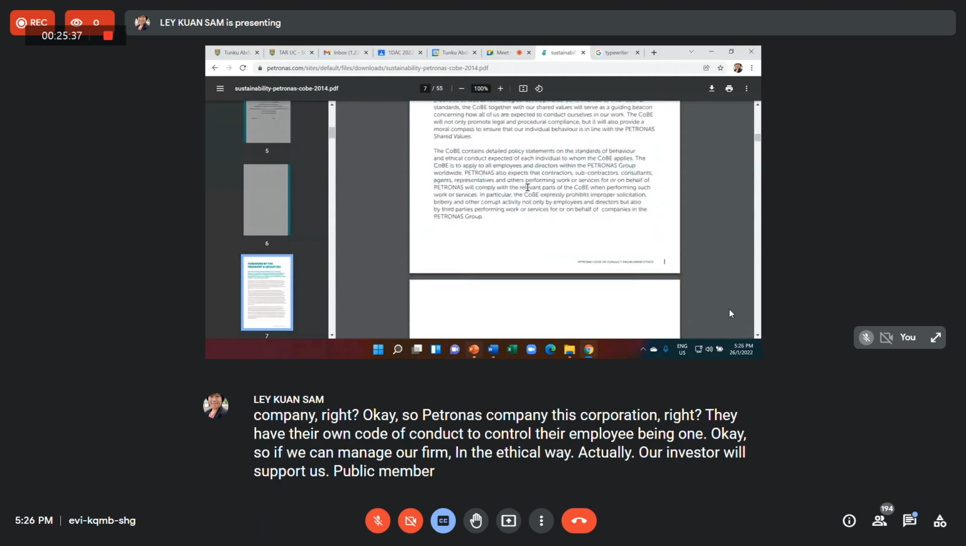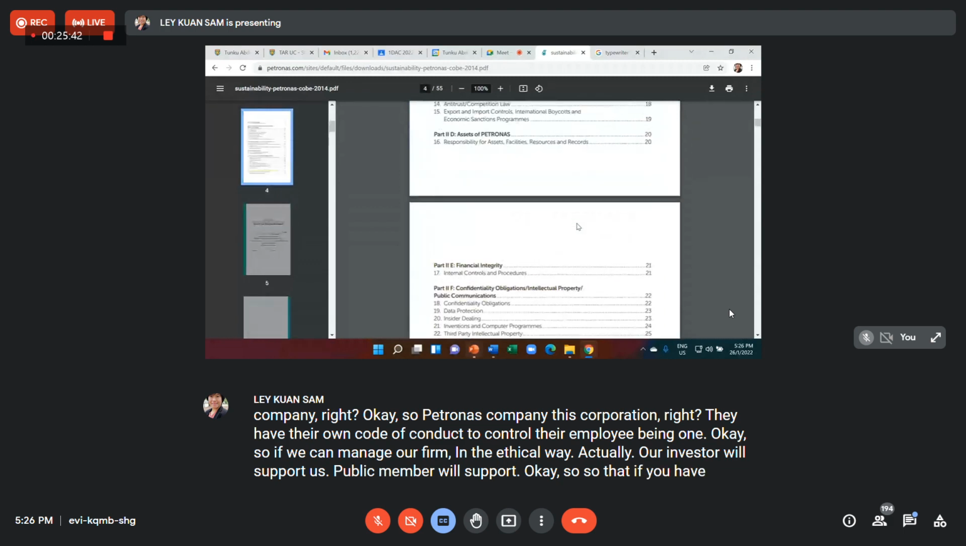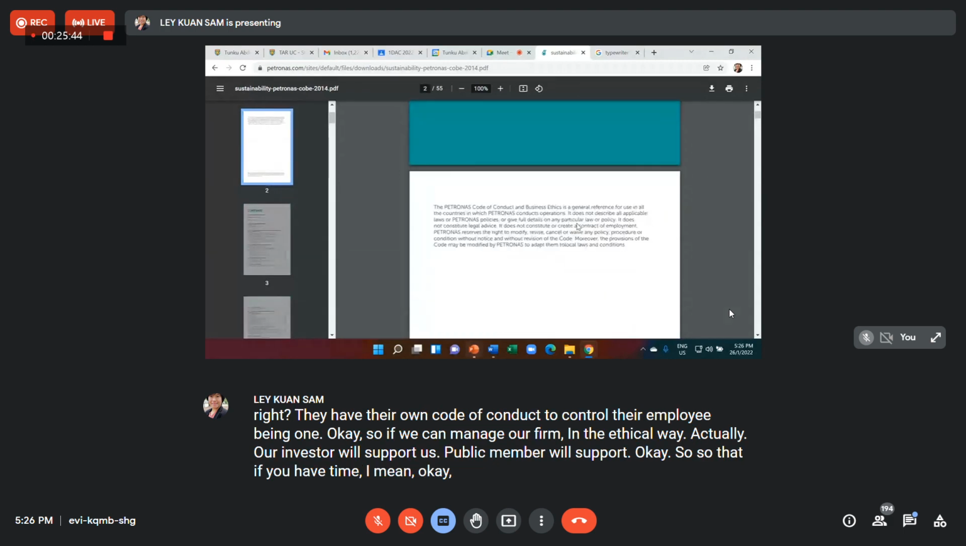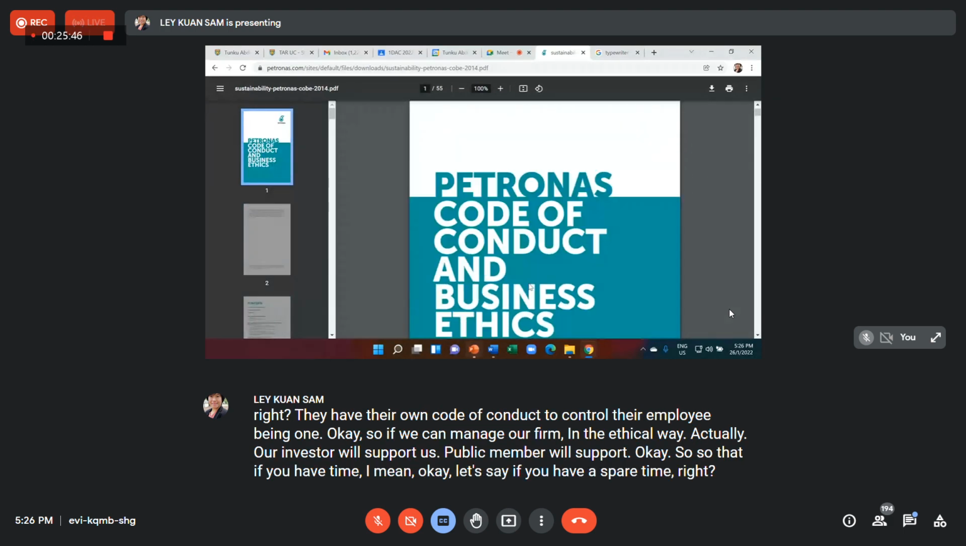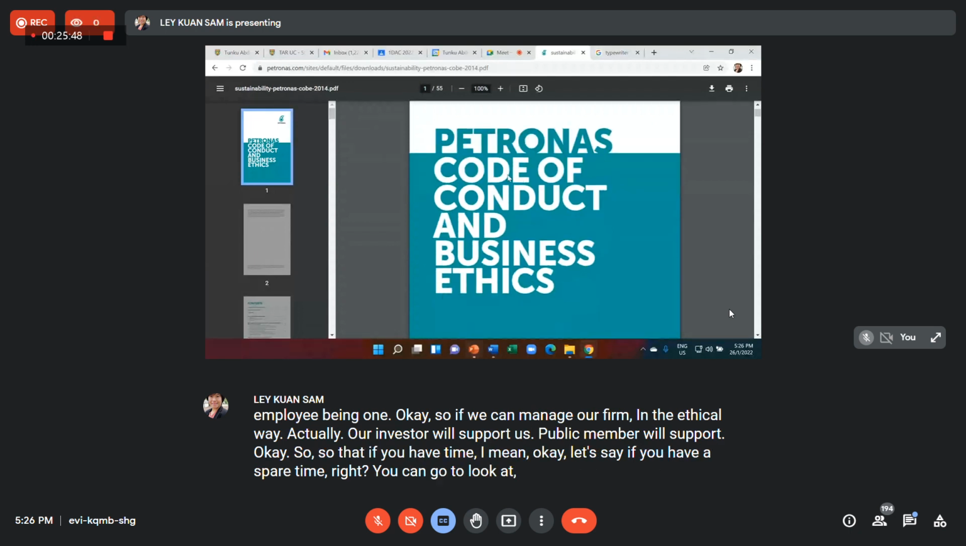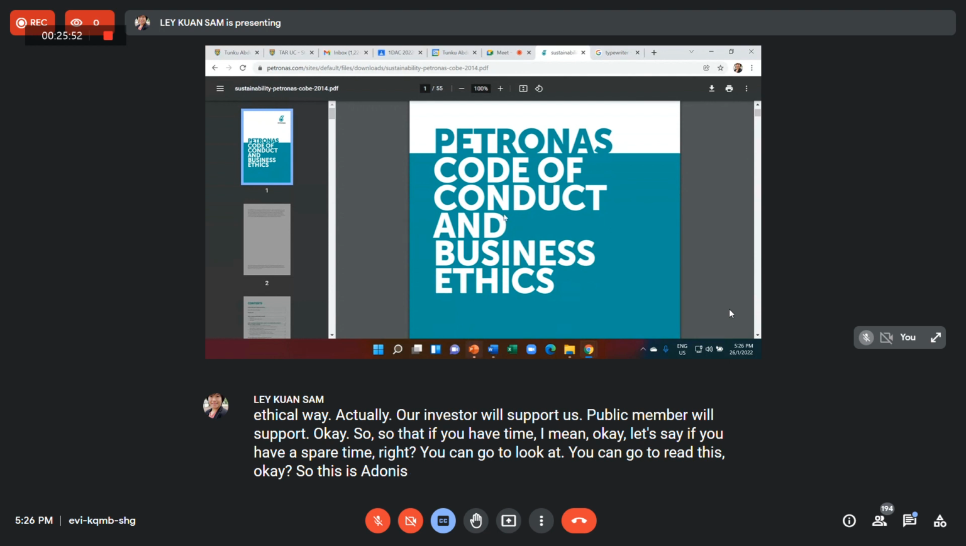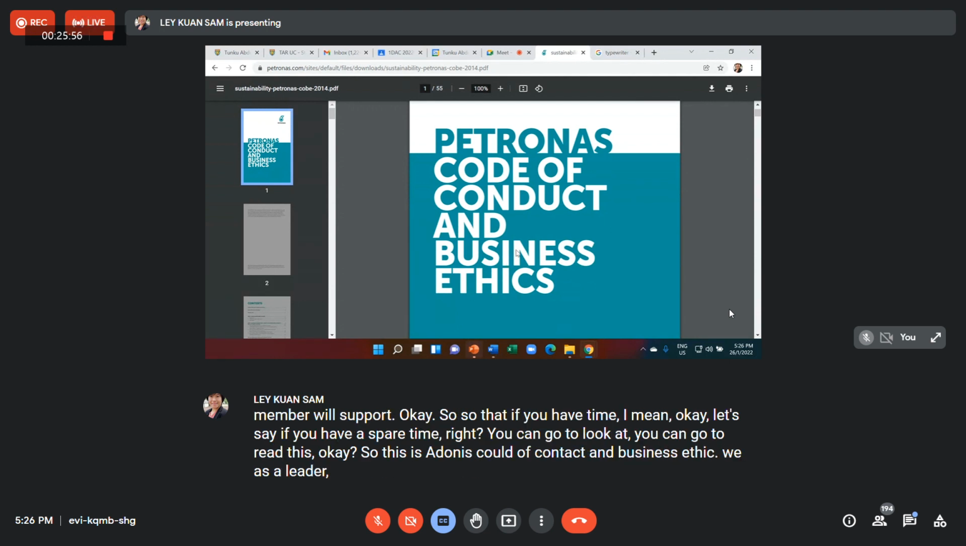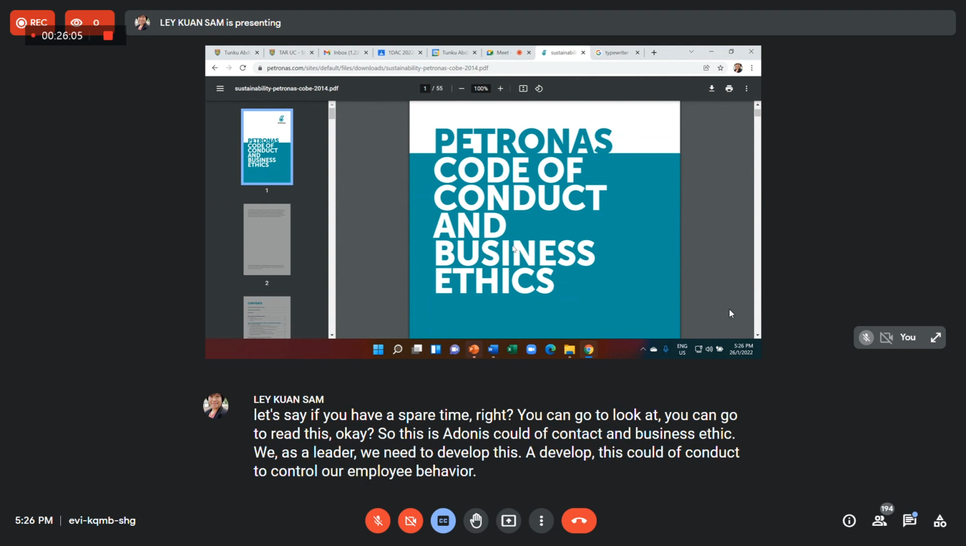Students, if you have spare time, you can go and read this. This is the Petronas Code of Conduct and Business Ethics. As leaders, we need to develop a code of conduct like this to control our employees' behavior.